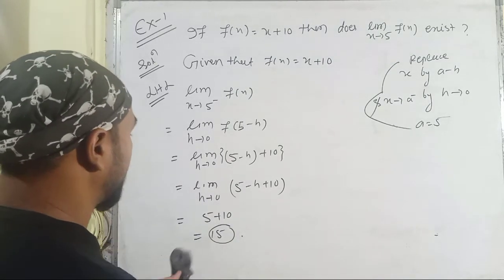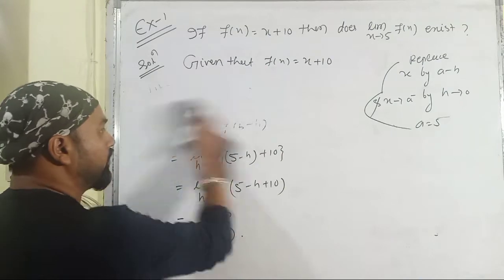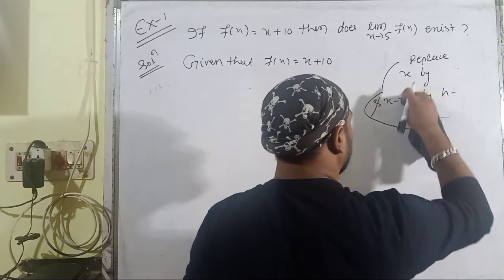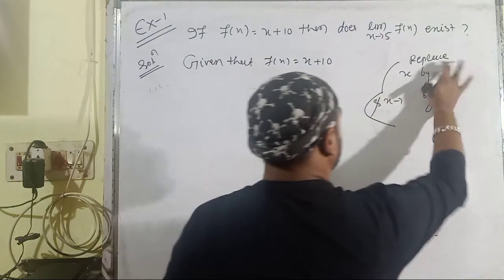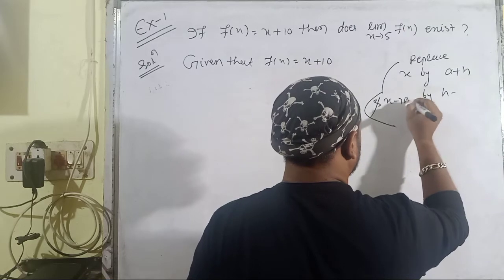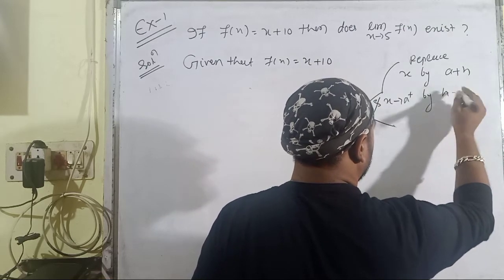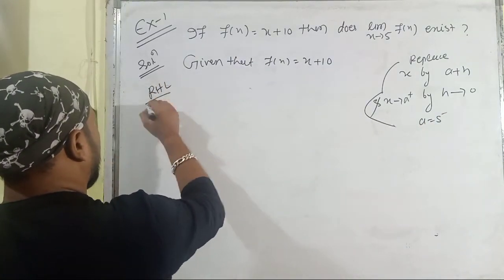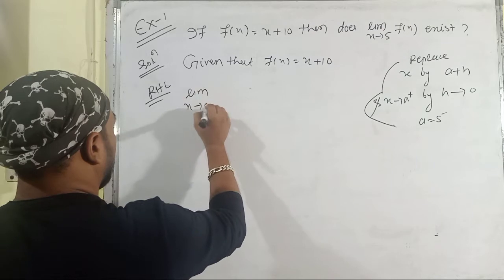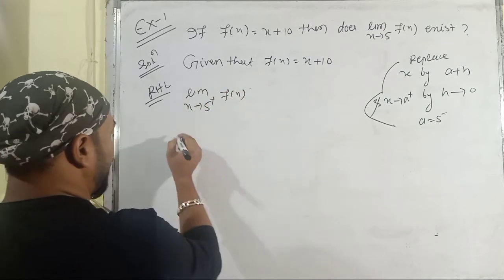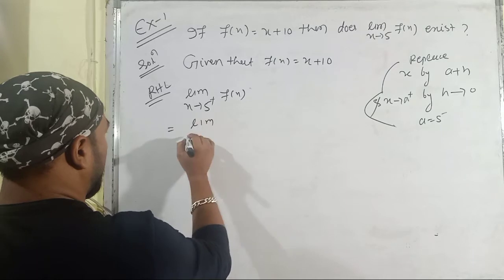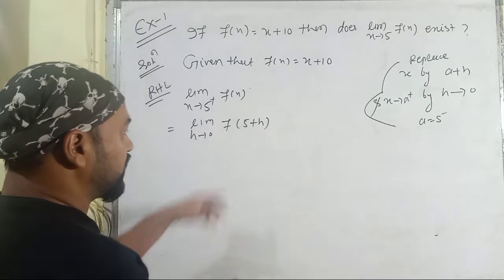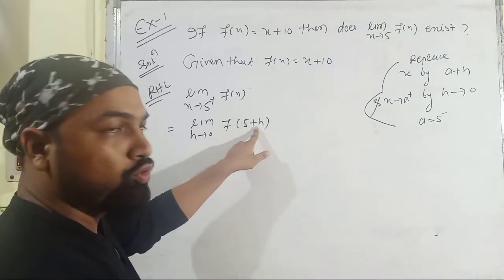Then finding out the right hand limit. For the right hand limit, we have to replace x by a plus h, and as h tends to 0, here the value of a is 5. So the right hand limiting value, limit x tends to 5 plus f of x, is equal to limit h tends to 0, f of 5 plus h. In place of x, we have to put 5 plus h.